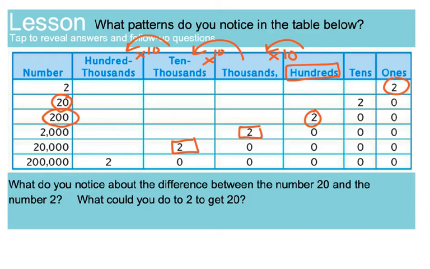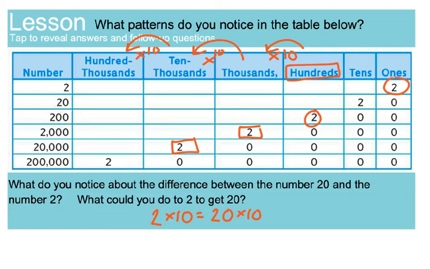What I'd like for you to do on your calculator, if you need a moment to go get your calculator, put it in pause. But what I want you to do is take the number 2 and multiply it by 10. You should get 20. Now multiply that by 10. You should get 200.